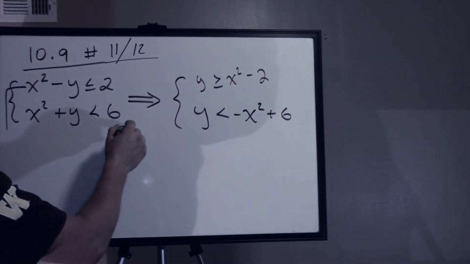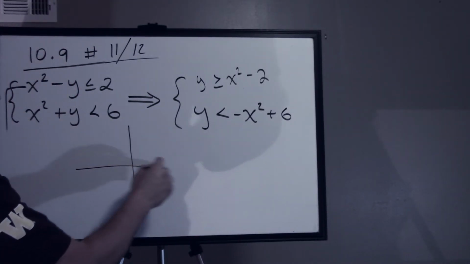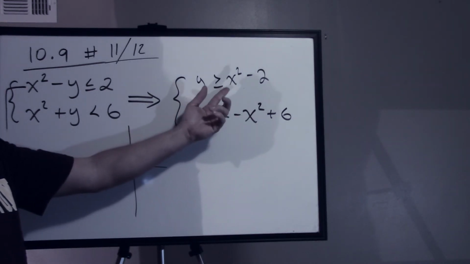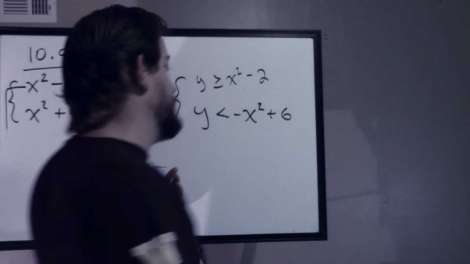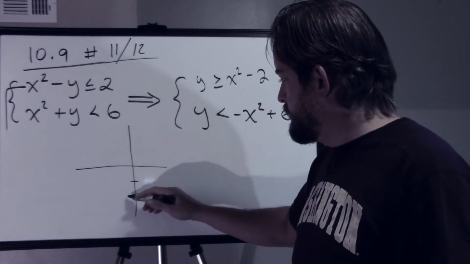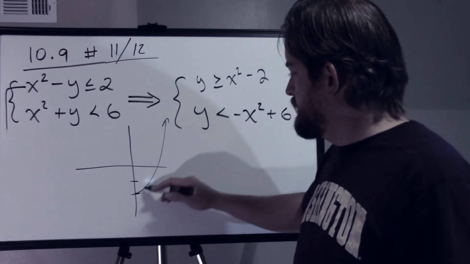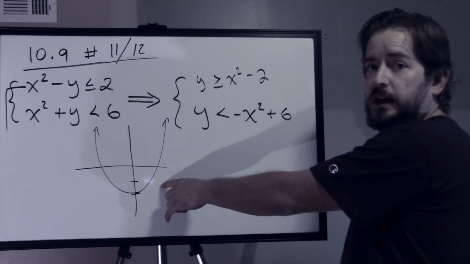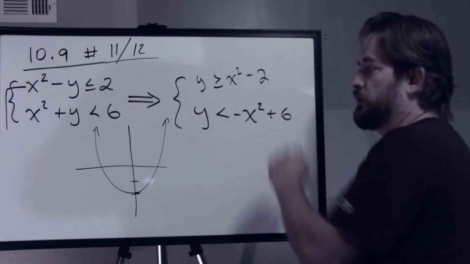Now if I graph this, these are both x squareds, right? This is a positive x squared, so it's an upward facing parabola, but it's been shifted down by 2. And so down at 1, 2, it's just this. Right? It is indeed going to be a solid line because it's a greater than or equal to.